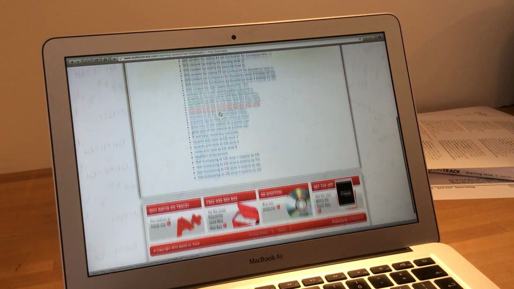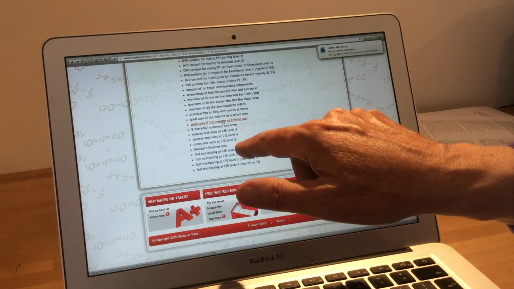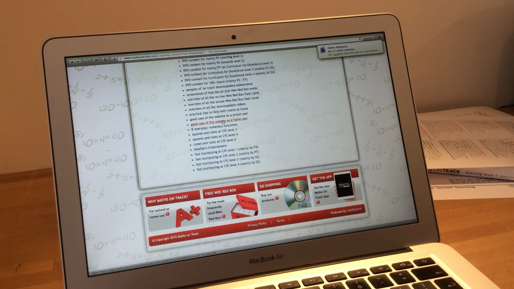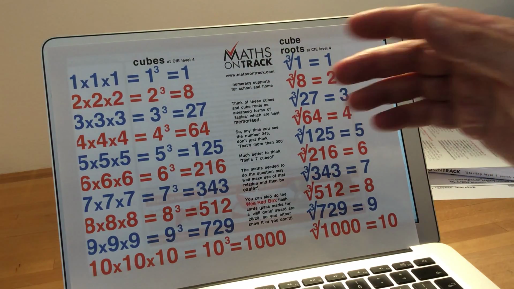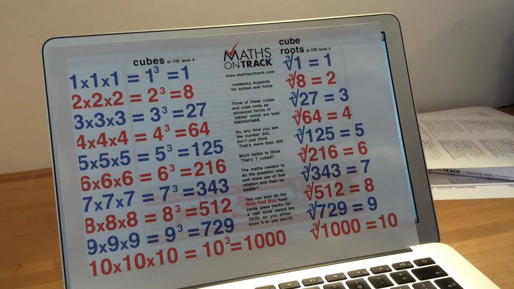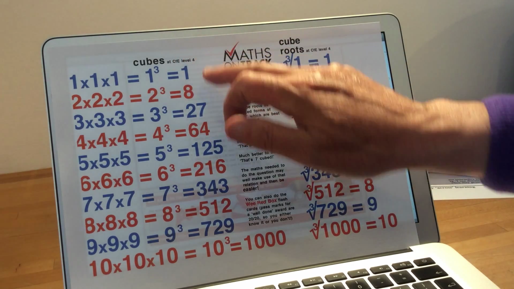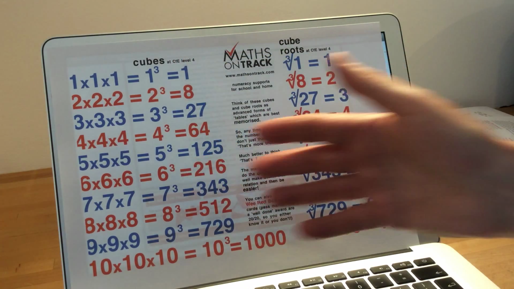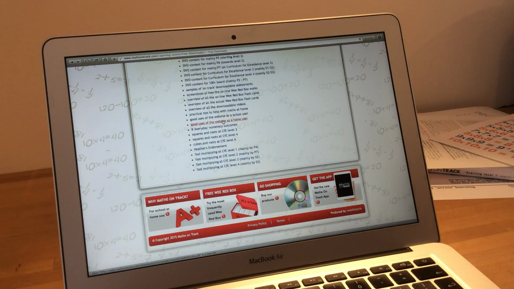And further down we have lots of handouts, posters and videos for showing multiplication. Here's one of the posters. It's on cubes. I think this is Curriculum for Excellence 4th level. And if kids knew all their perfect cubes, a lot of their maths would be much easier. So that's just been a brief tour of the free downloads on the Maths on Track website.